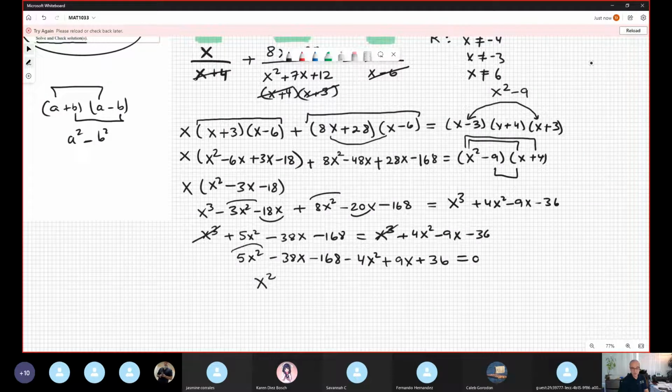This and this. 38 and 9 is 29, no? Let me see, I've got the calculator here. 29, yeah, absolutely. 38 minus 9 is 29, but of course, negative. Negative 29x, and 168 minus 36 is minus 132, equal to 0. This is the final quadratic equation that we have at this moment.